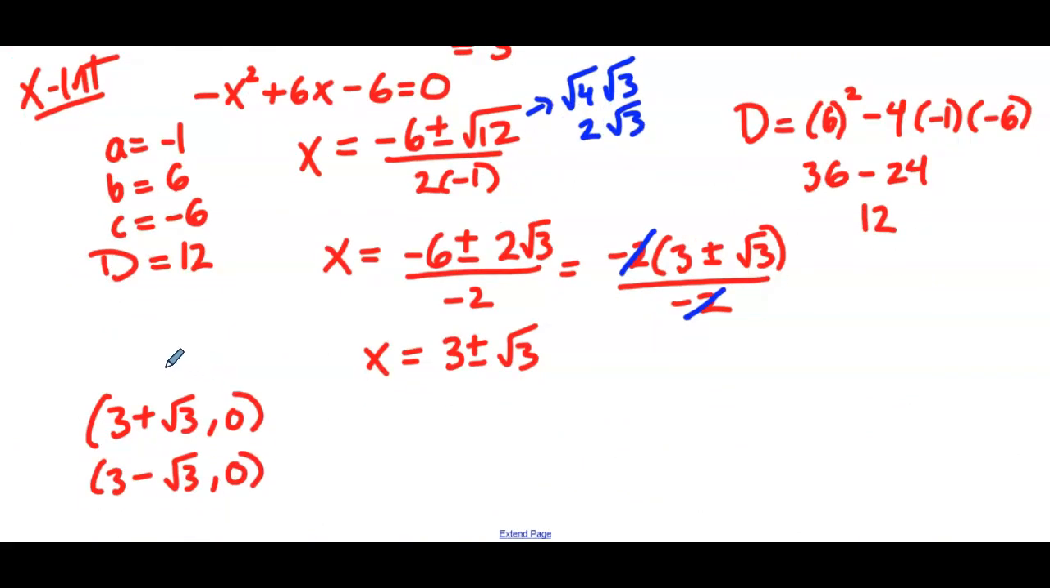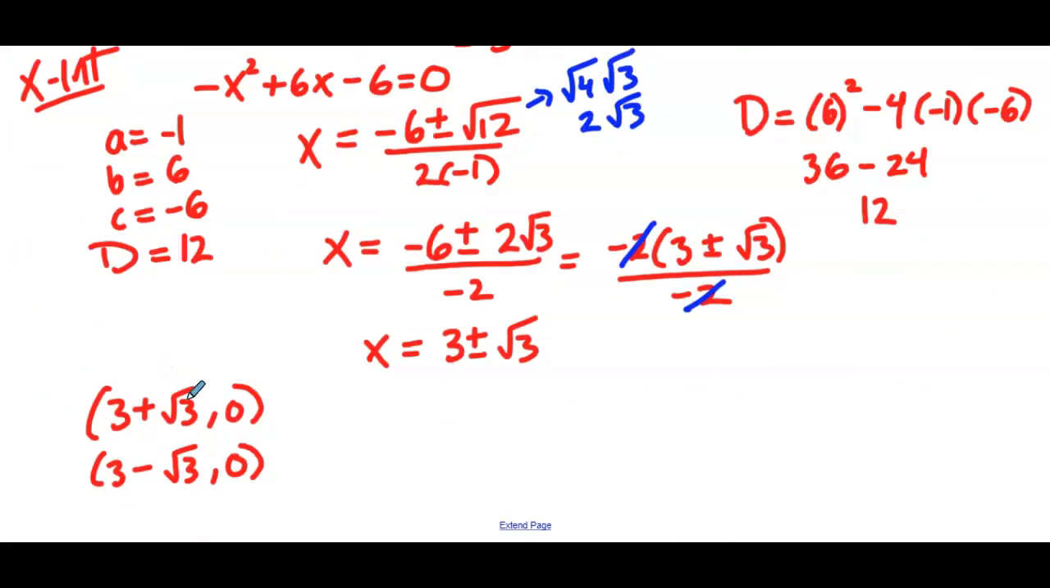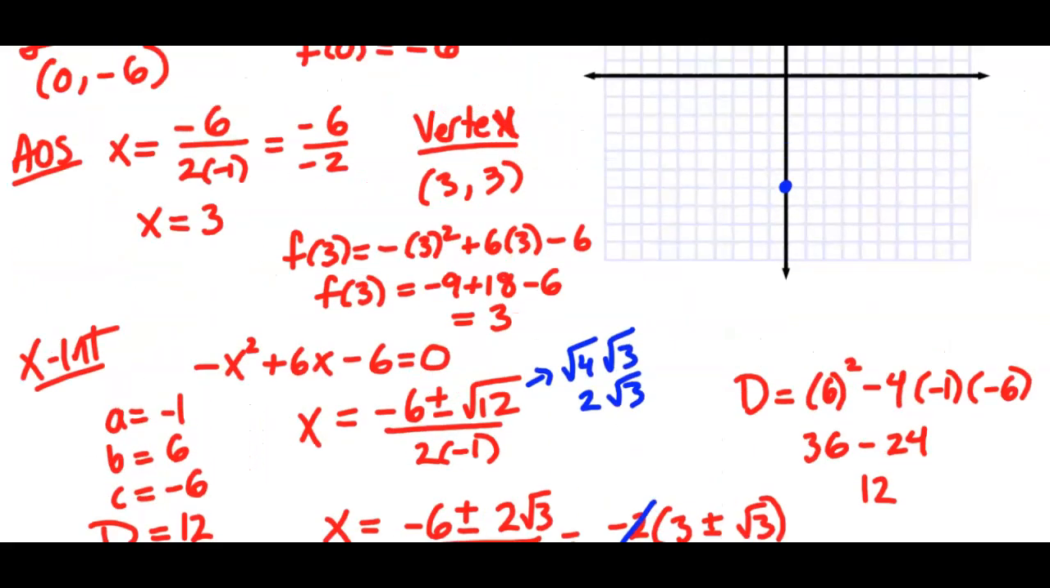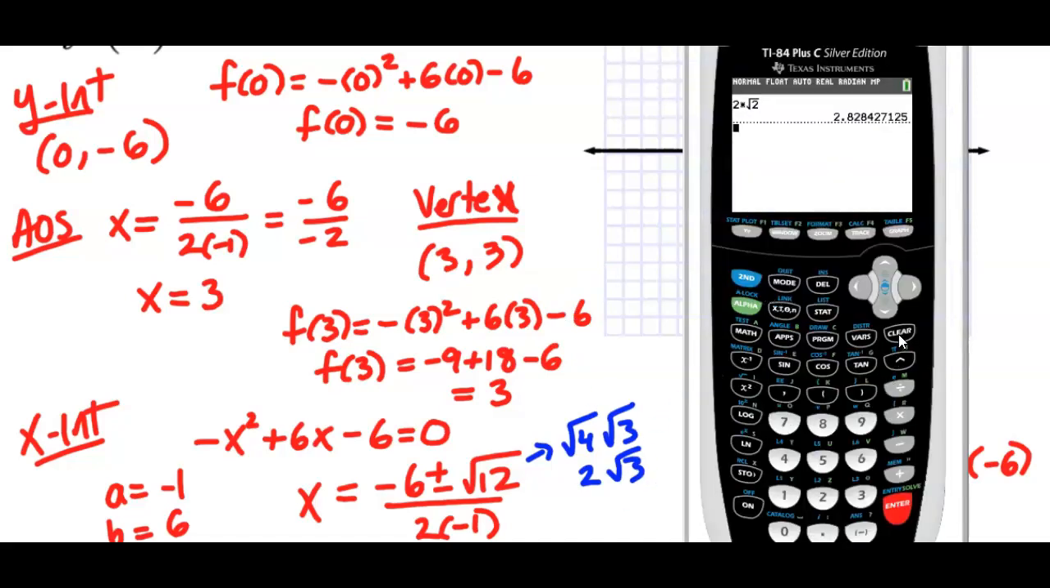So now if we look at our x-intercepts, well, the axis of symmetry was x equals 3, and look at these, it's 3 plus the square root of 3 and 3 minus the square root of 3. So they're based off of the axis of symmetry, which is really nice. So one x-intercept is rad 3 to the right, one x-intercept is rad 3 to the left. Rad 3 is about 1.7, so 3 plus 1.7 would be 4.7. So we're at 3, 4.7.